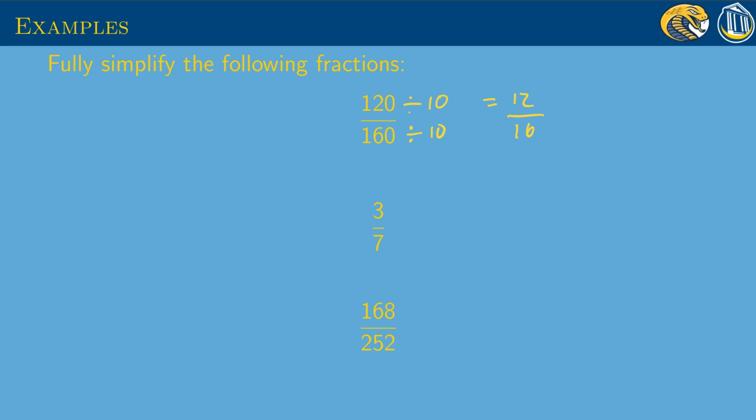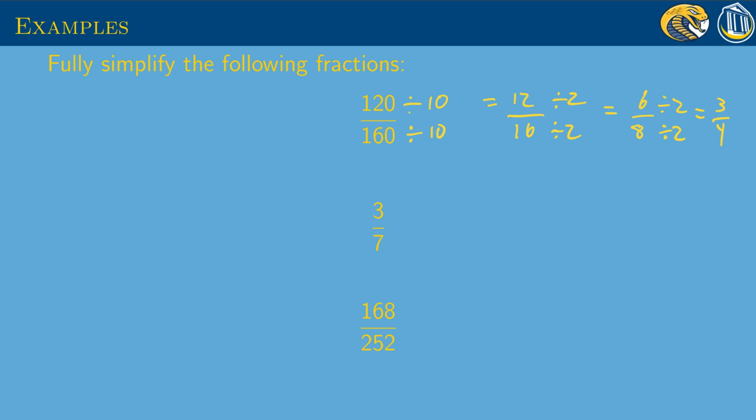We can see that both of these are divisible by 2. So we can divide the numerator and denominator by 2 to give us 6 over 8. And in fact, both of those can be divided by 2 as well, giving us 3/4. Once there's no other numbers that we can pull out of both the numerator and denominator, we say that a fraction is fully simplified.